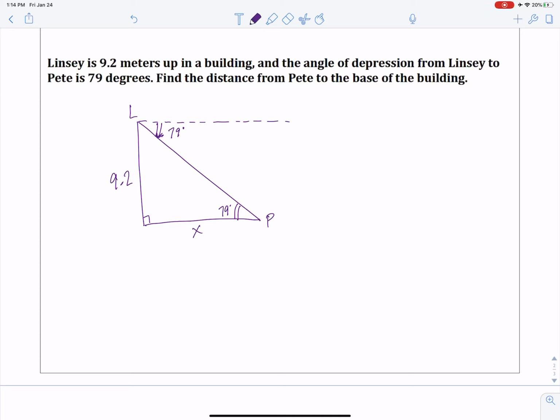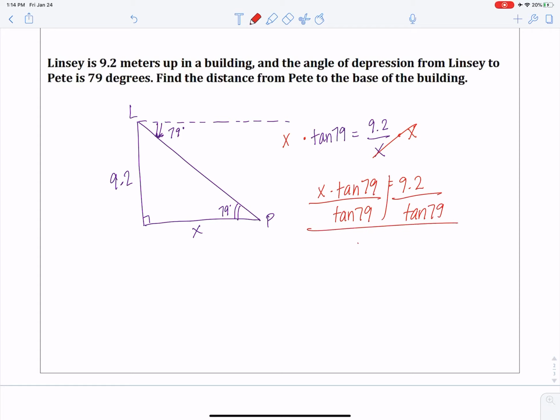So we have opposite and adjacent again, that is tangent. So tangent of 79 degrees is equal to 9.2 over x. So I'm going to multiply by x on both sides, and I get x times tangent of 79 equals 9.2. And then I'm going to divide by tangent of 79 on both sides, and I get x equals 9.2 divided by tangent of 79. And I'm going to plug that into my calculator, and I'm going to get 1.788 meters.